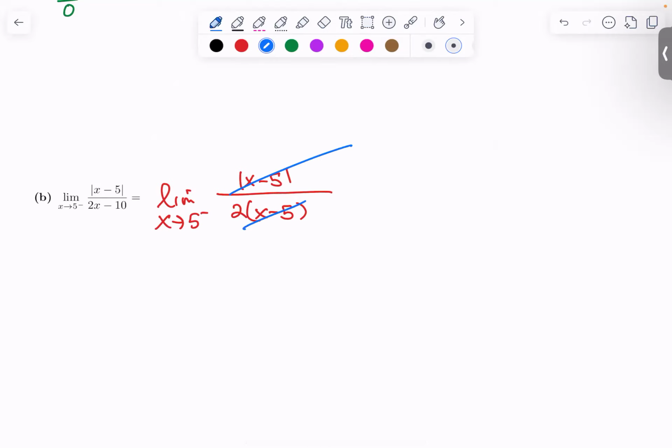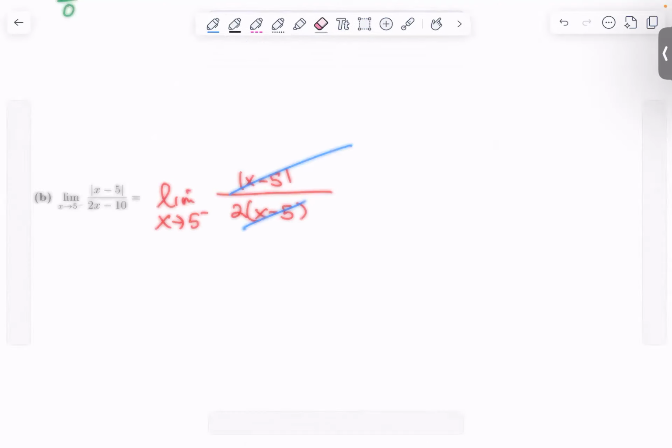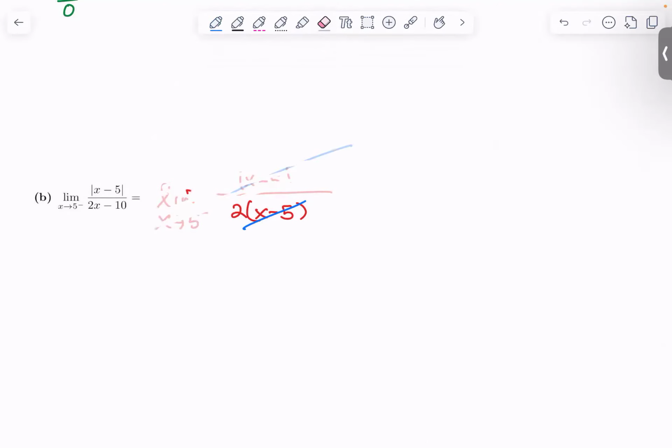Why can't he do that? Cancel out an absolute value. Exactly right. One of them is a factor of x minus 5, and one of them is an absolute value of x minus 5. They are not the same thing, so they cannot be canceled out. So what are we to do? We're gonna do 1 time x minus 5, 1 time minus x plus 5, right?